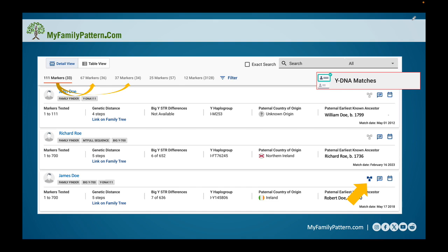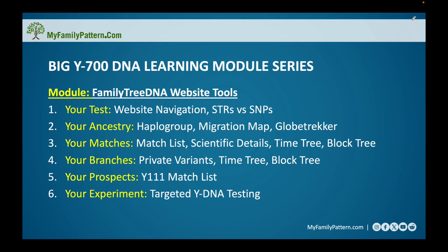Like, did they reside in the county in the U.S. that your ancestors lived? Maybe that would be interesting to look at. And so take those things into consideration as you consider prospecting your Y-111 matches for upgrades to the Big Y.